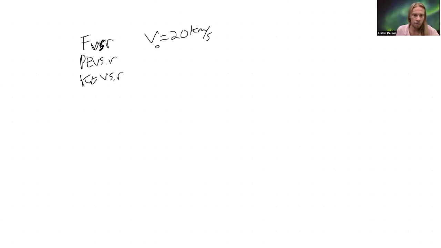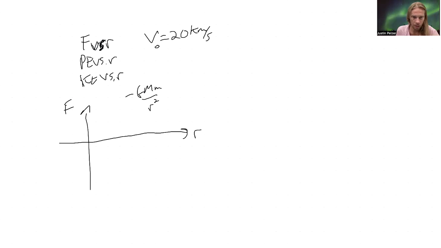And if I want to graph force versus R, I know the equation is negative GMm over R squared, and that looks like this. So what you want to mark, I'm doing this a little less detailed than maybe you should, but you're going to want to figure out your R naught. You're going to want to figure out your R final, or maybe your R final goes to infinity because it escapes here. And you're going to mark this here, and you're going to say my object follows this path.